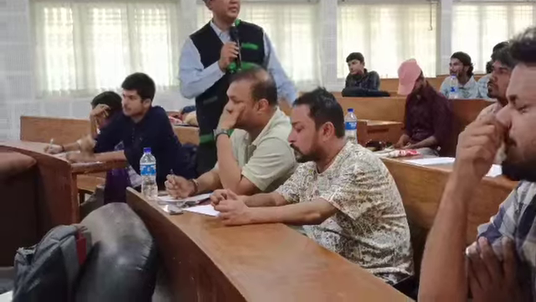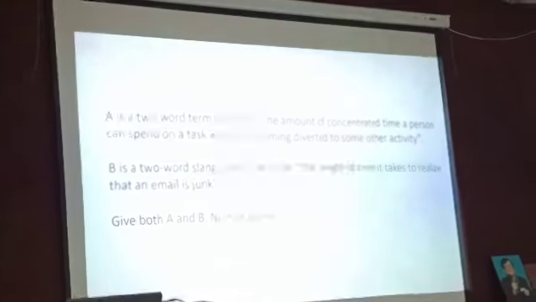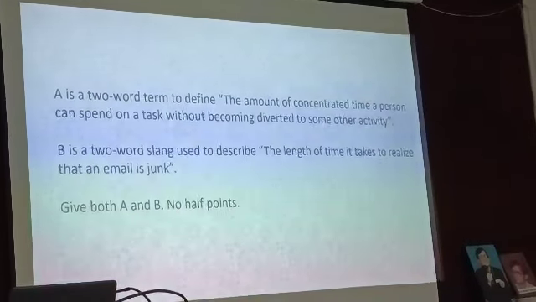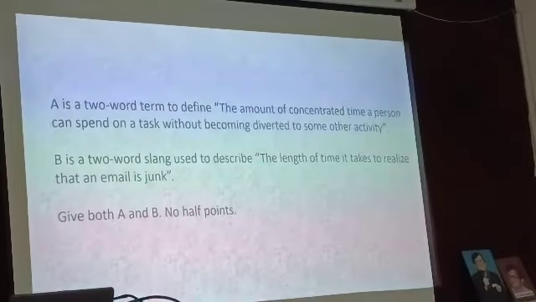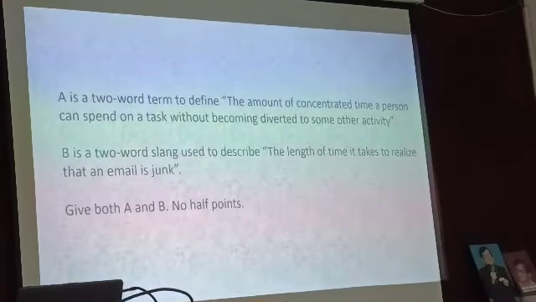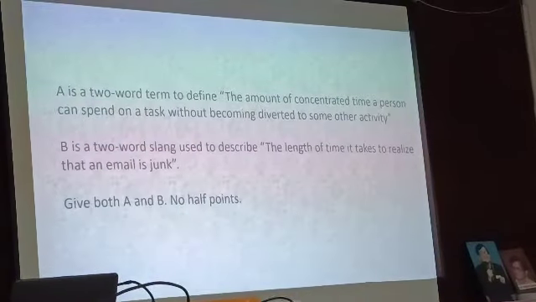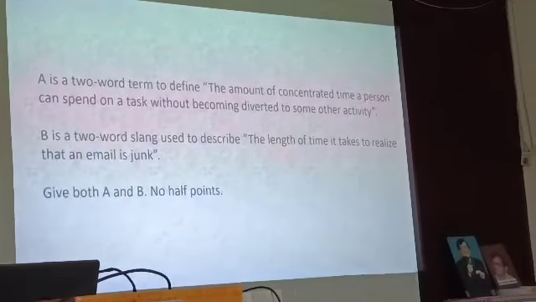Okay, so then the next question comes to team 5. So here I want two precise terms. Okay, read carefully. A is a two-word term to define the amount of concentrated time a person can spend on a task without becoming diverted to some other activity. Okay, that is A. And B is a two-word slang used to describe the length of time it takes to realize that an email is junk. The reason that I'm asking together, there is some reason.